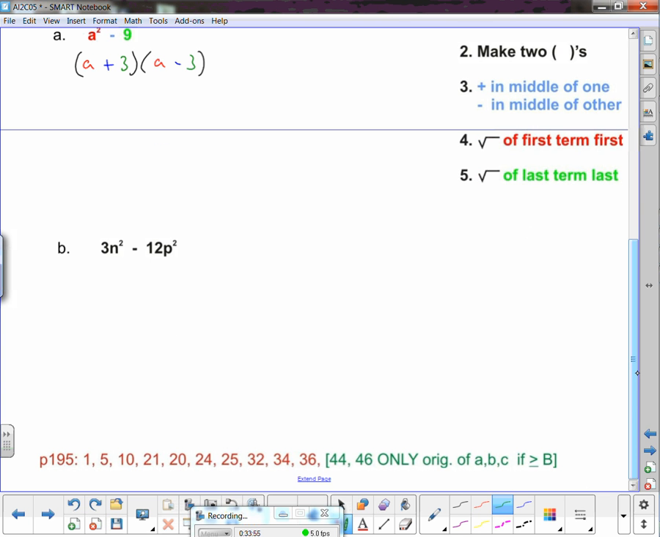B doesn't look like it, but B, you better first factor out the common 3, right? Don't forget common factors. And now you can finish it. Plus in the middle of one, minus in the middle of the other, square root of the first, square root of the last. It's awesome.